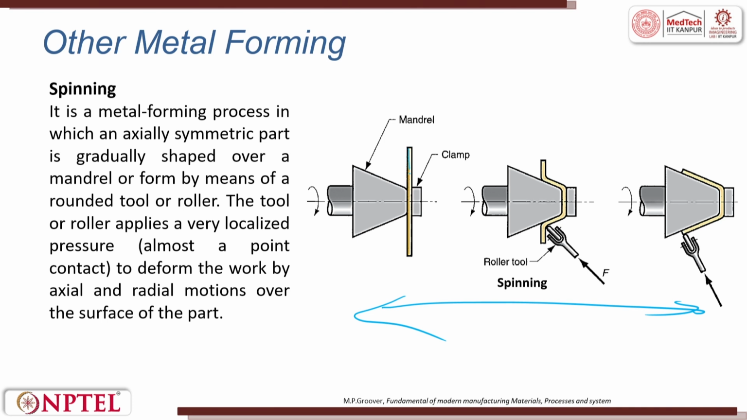In the spinning process, you keep a blank, then you clamp it, and you use a tool which pushes the blank against the mandrel, so it tries to get the shape of it. It is almost like deep drawing, but here there is no blank holder and it is spun on top of a mandrel. So, it is a metal forming process in which an axially symmetric part is gradually shaped over a mandrel by means of a rounded tool or roller. There is no cutting. The tool or the roll applies a very localized pressure and deforms the material to meet the requirements.